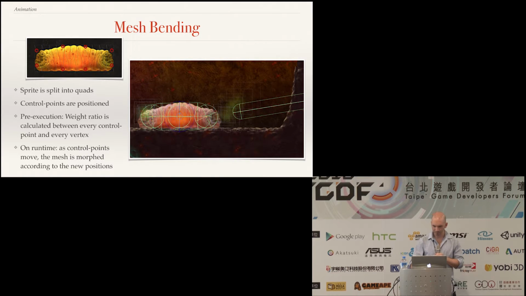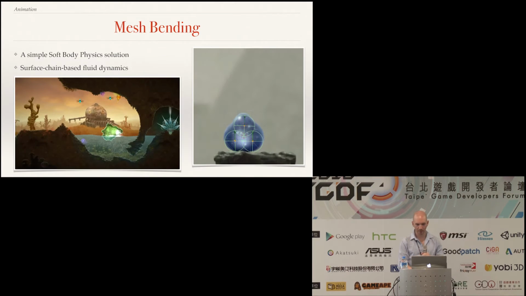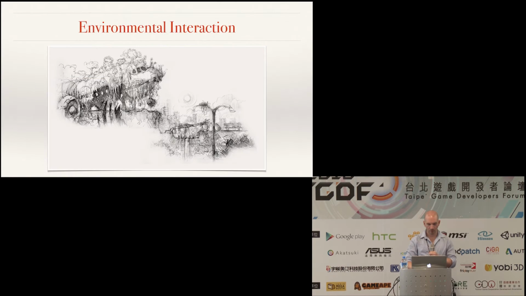That ends up having a lot of applications. For example, one simple application is very basic soft body physics. You apply these control points to some physical objects. Another one is the surface chain-based fluid dynamics. Obviously, it's not true fluid dynamics, but it works really well. Basically, you have one sprite that is rendered based on this chain that is based on the surface.